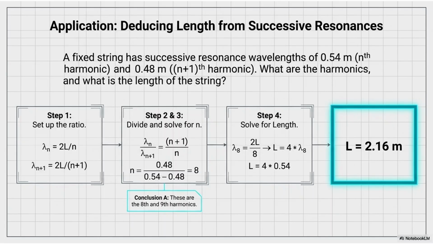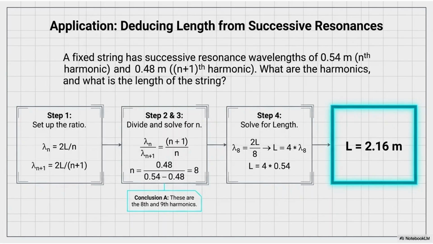Okay, so we know both of these wavelengths have to fit the exact same physical string length, L. So we can just divide the formulas to solve for n. We set up a ratio, because if you set up the ratio, the length L completely cancels out of the equation. Exactly. You get n divided by n plus 1 equals 0.48 over 0.54. And doing some quick algebra, the ratio of 0.48 divided by the difference between them, which is 0.06, means n equals 8. Spot on. They are the 8th and 9th harmonic.